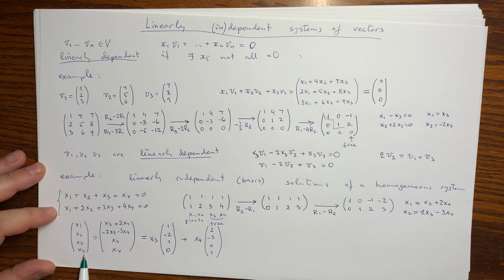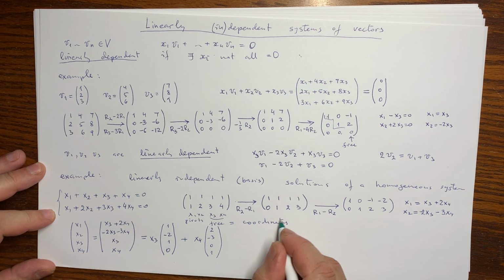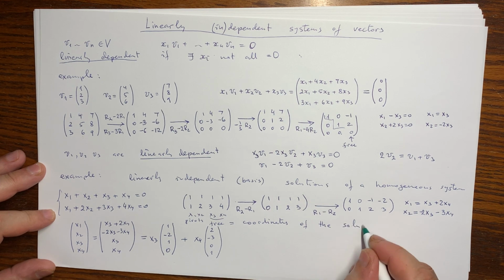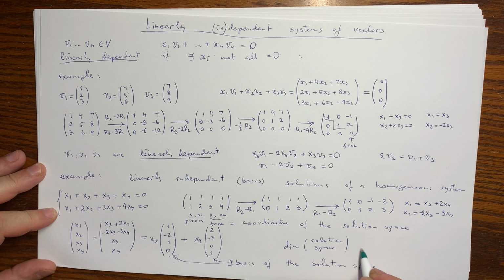And now we are saying that any solution is a linear combination in a unique way, because x3 and x4 are free. We can choose them whatever we like. They don't talk to each other. There is no relation between them. So these two are the basic vectors corresponding to these coordinates. These x3 and x4 free variables are coordinates of the solution space of that linear system. And these two vectors form a basis of the solution space. And finally, the dimension of the solution space is 2.